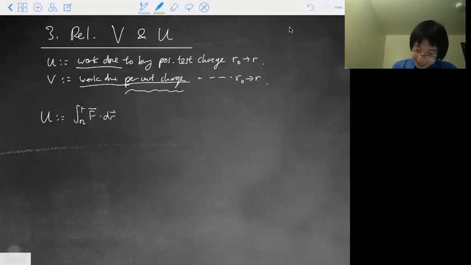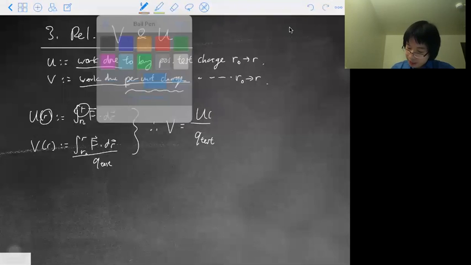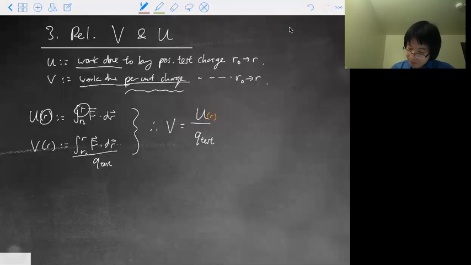So again, technically I should write this, right? So this R should correspond to this R. Yeah, I'll leave it here. And V at a given location is F dr divided by Q test. So clearly the relationship is what? V is U over Q test, right? At that location, if you want to specify it a little bit better. But the key bit is in white.